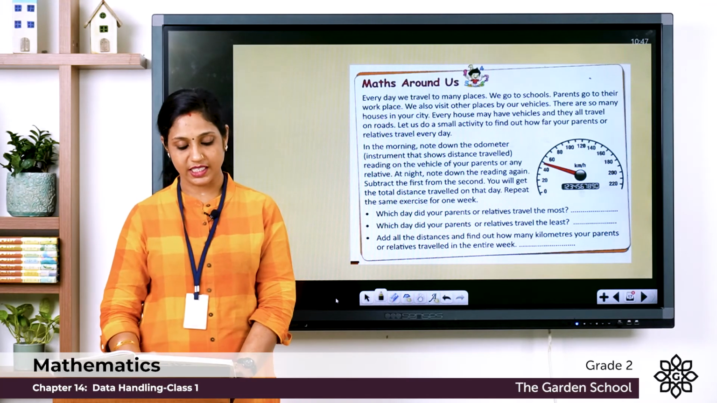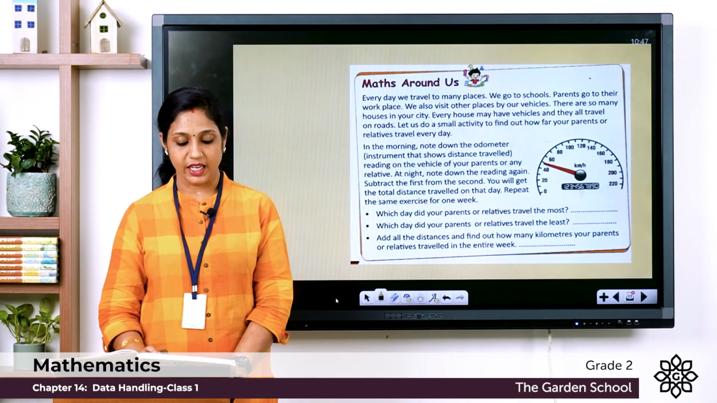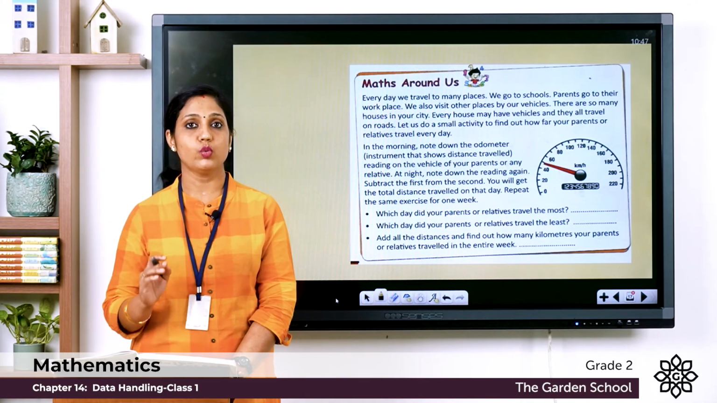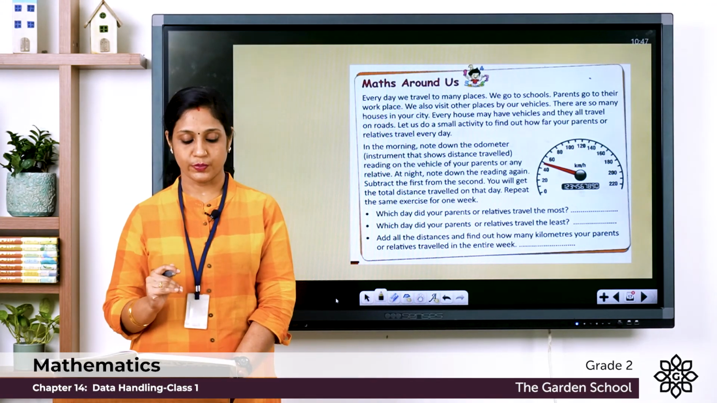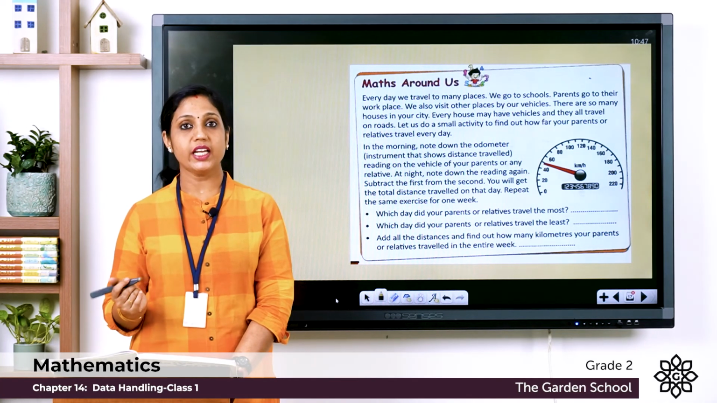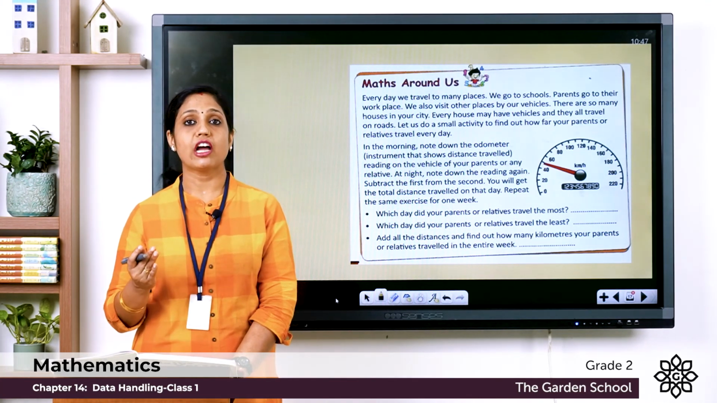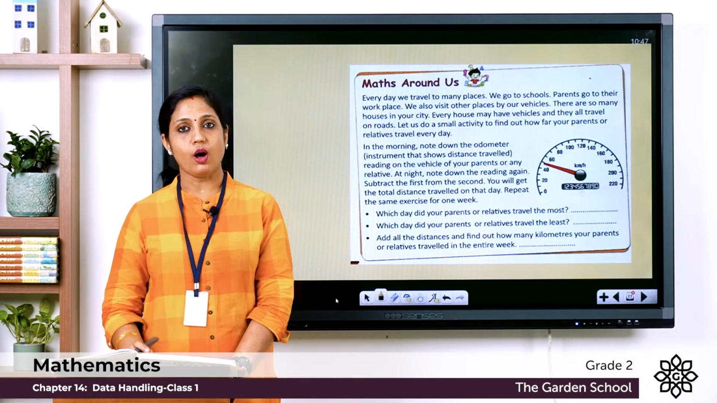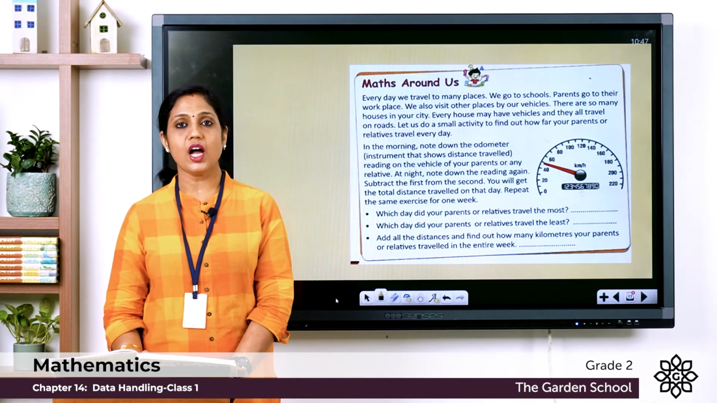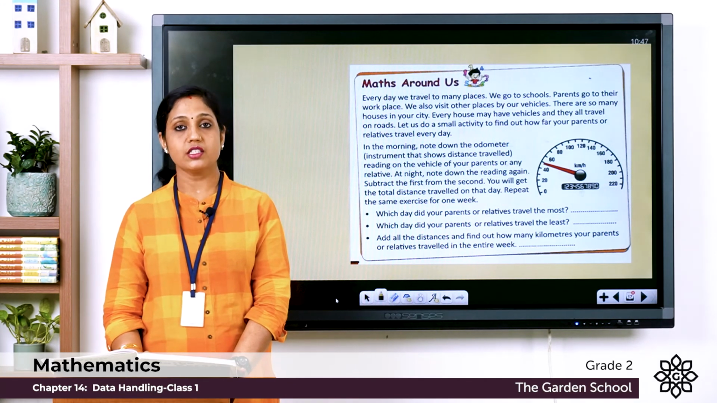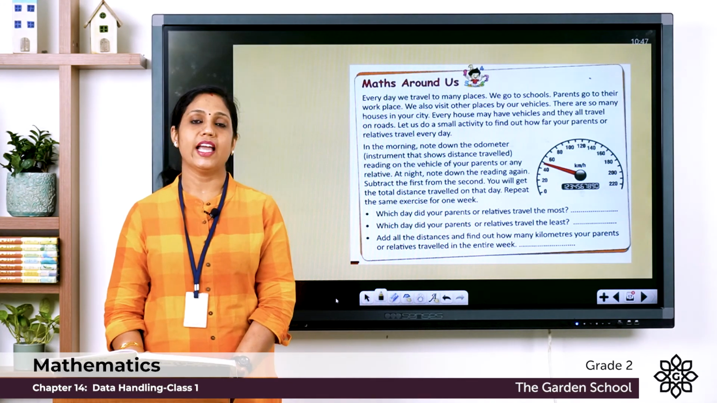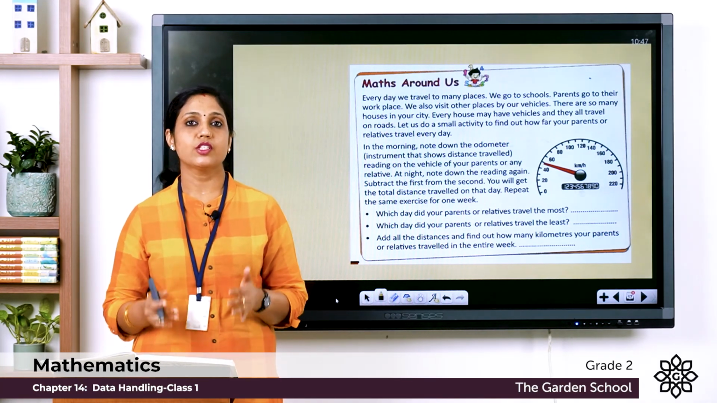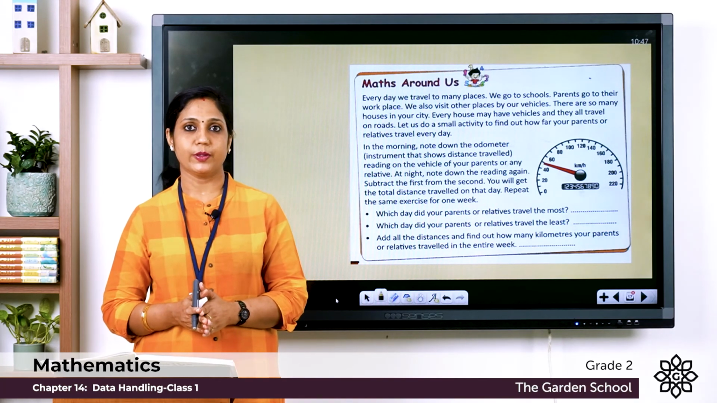And we have questions. Let's see what it is. Which day did your parents or relatives travel the most? So you have to find out which day they travel the most. Second one, which day did your parents or relatives travel the least? And the last one, add all the distances and find out how many kilometers your parents or relatives traveled in the entire week. So you have to make a data collection of the kilometers your parents or relatives traveled.